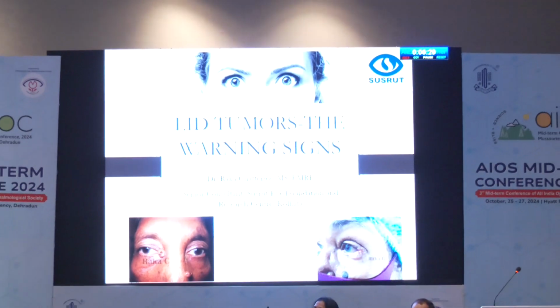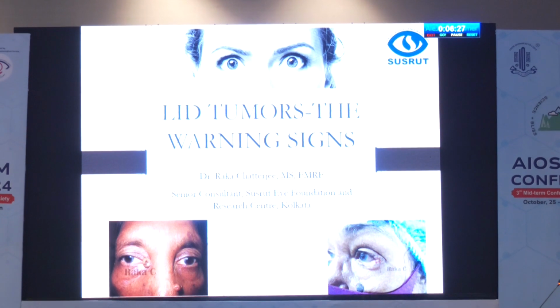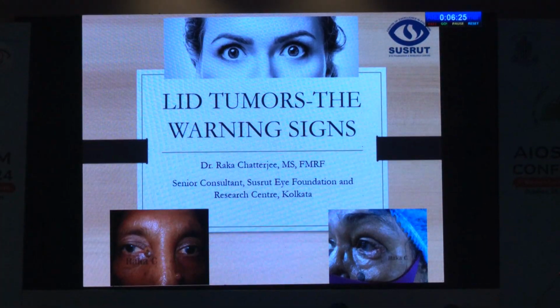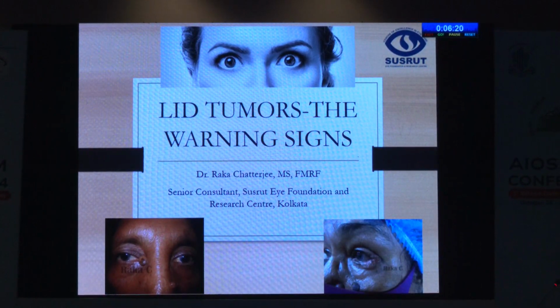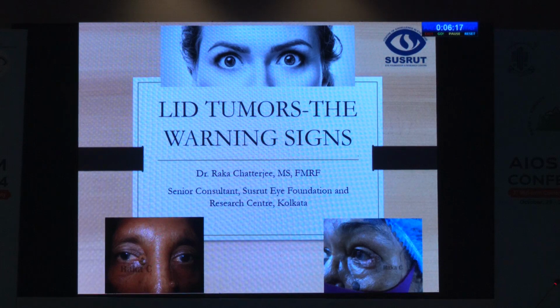Now, lumps and bumps in the eyelids can present in many ways. For example, this child presents with a lesion like this, or an elderly gentleman is presenting with a lesion like this. The approach and the prognosis of these cases will depend on the ultimate histopathological diagnosis. But we need to know certain warning signs, when we should be alert enough to consider these cases to be most likely the dangerous, the malignant ones.